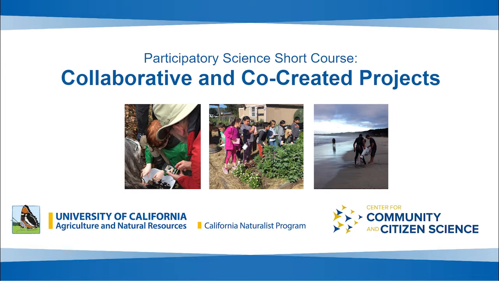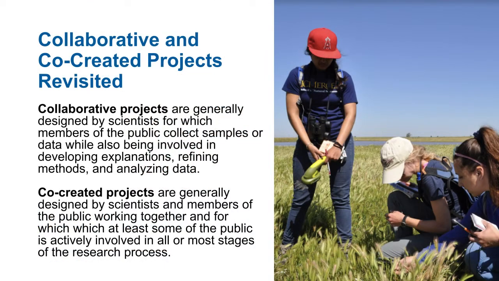In this video, we will take a deeper look at collaborative and co-created projects, which represent a specific subset of participatory science. We will draw on examples from UC Cooperative Extension and UC Agriculture and Natural Resources, as well as highlight a few key design features for project managers and coordinators that build on those introduced in previous videos. In our previous videos, we reviewed the basics of participatory science and looked further into contributory projects. Here, we consider collaborative and co-created projects.